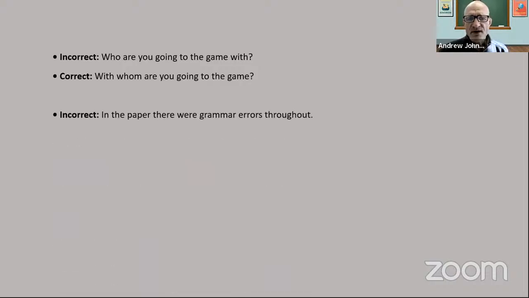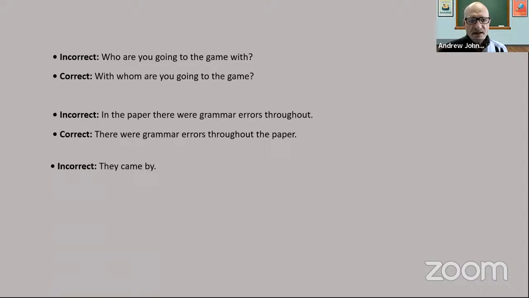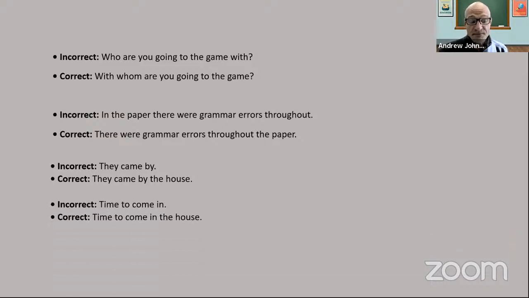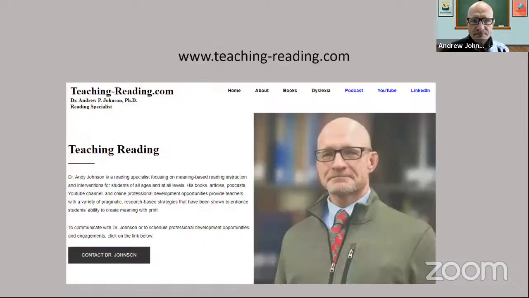In the paper, there were grammar errors throughout. There were grammar errors throughout the paper. They came by the house. Generally, we do not want to end with a preposition. Time to come in the house. All right, just some basic grammar errors, and these are some ideas to help you prevent these.